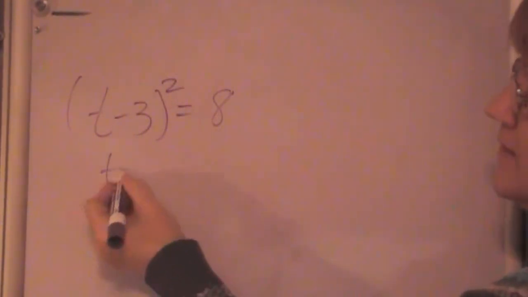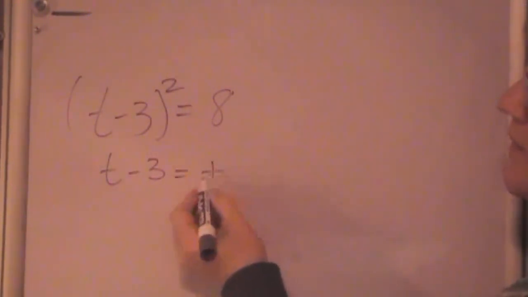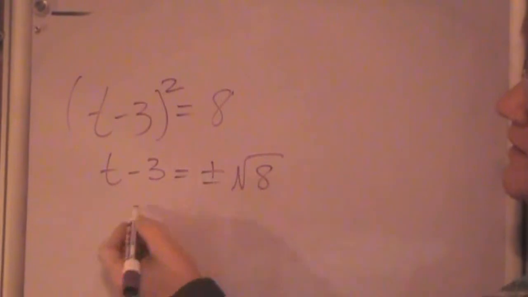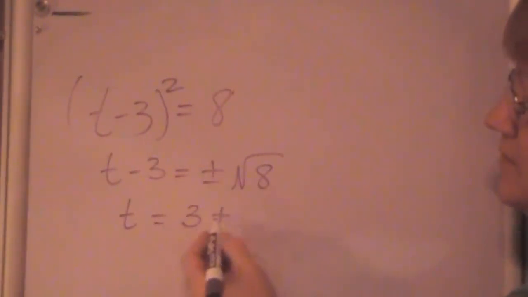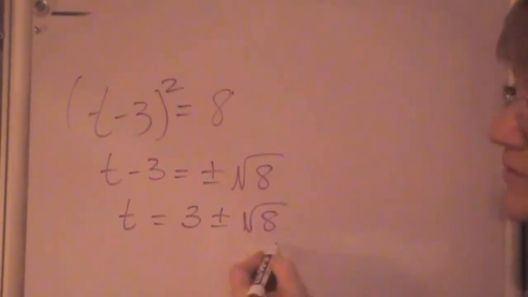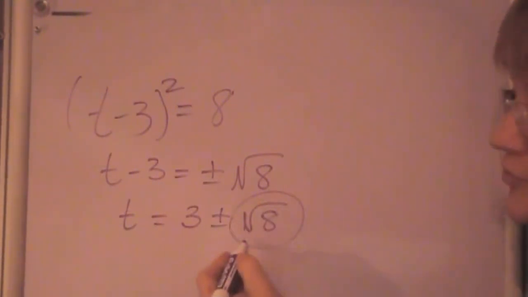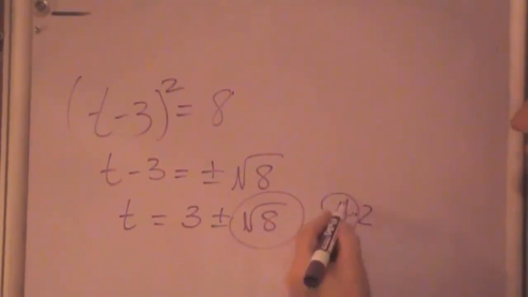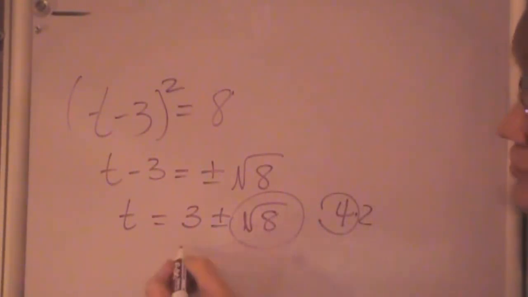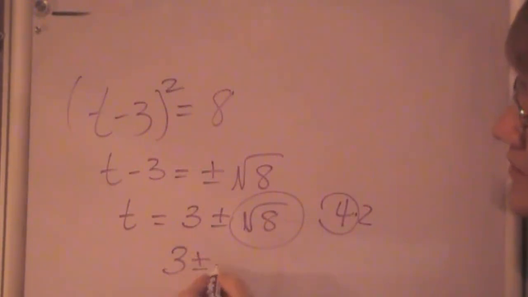Now for this problem, when you take the square root of both sides, you get t minus 3 equals plus or minus the square root of 8. Add 3 to both sides. T is equal to 3 plus or minus the square root of 8. Well, the square root of 8 can be reduced, remember there's a 4 times 2 in there, and 4 is a perfect square, so we're going to bring out the 2. So it's 3 plus or minus 2 root 2.